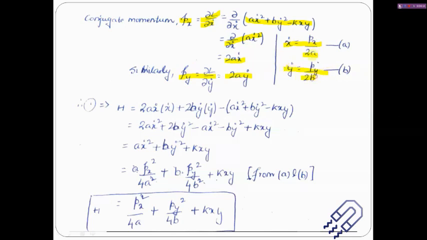I'm trying to keep it as lucid and simple as possible, so that you understand each and every step. And then we can go back to the Hamiltonian and write it. So if we go back to the Hamiltonian, we have px x dot. So what is my px?